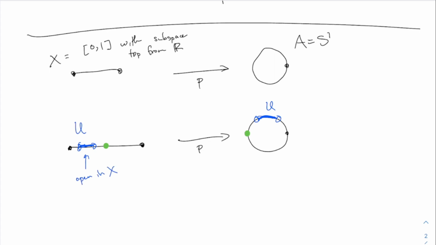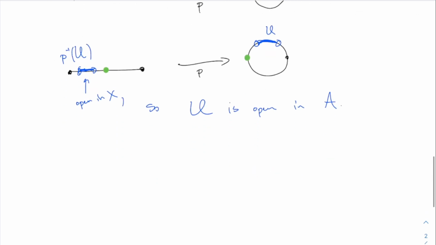That set, this is p inverse of U, right? That's what happens when you bring U back over there. It is open in X, so U is open in A. This is how you tell if something is open or not in the quotient topology. You bring it back to X and then see if it was open over there. All right? So that's what an open set over here looks like.